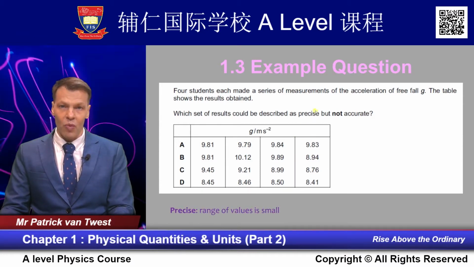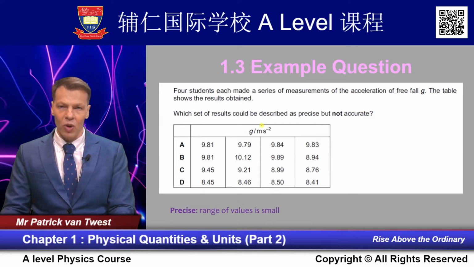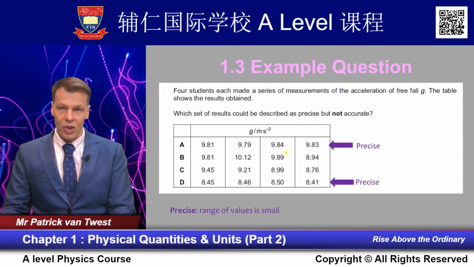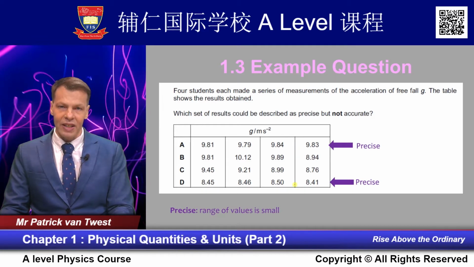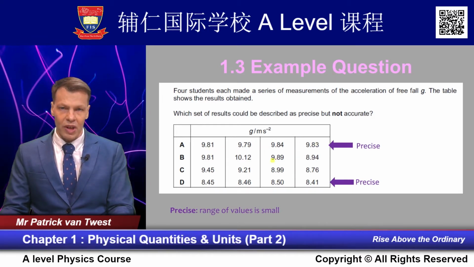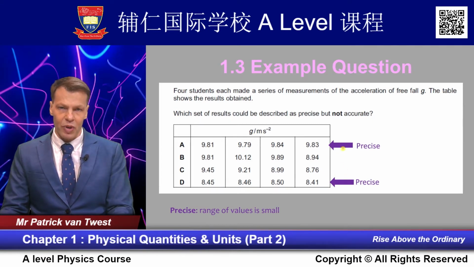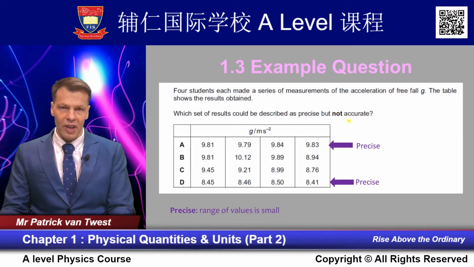It first asks about what is precise. So precise means the range of values is small. So if you can see on this question, both A and D, if you look at the sets of results, all those numbers are pretty close together. And same with D, these numbers are close together. So both A and D are precise, but which one is not accurate?